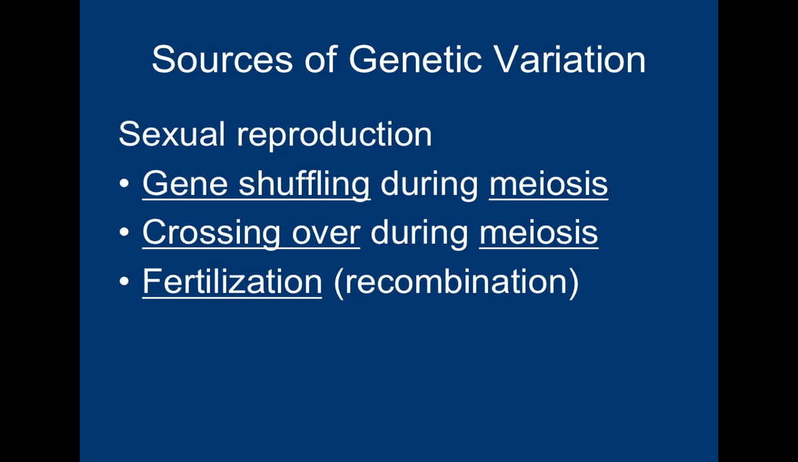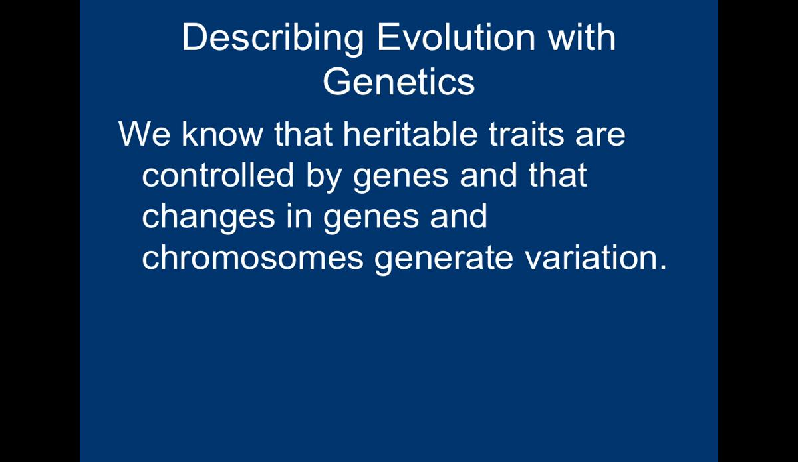All right, so why do we talk about genes then when we're talking about evolution? Well, that's because we know that our inheritable traits are actually controlled by genes, and that changes in the genes and chromosomes are what generate the variation for natural selection to work on. With no variation, we can't have natural selection. If every single individual in a population is identical, we can't have natural selection occurring.